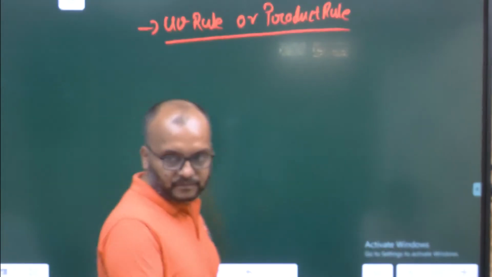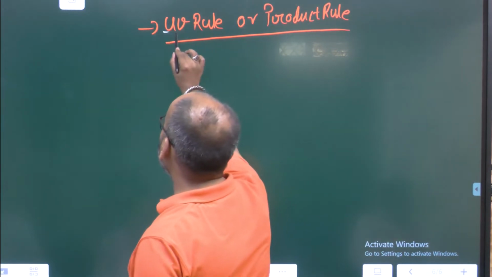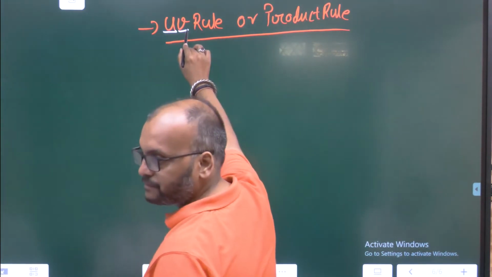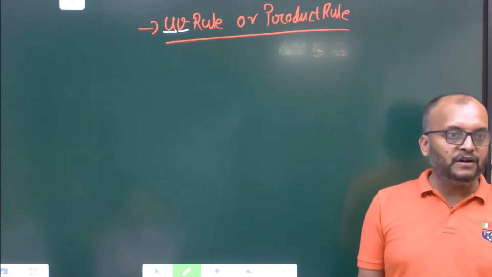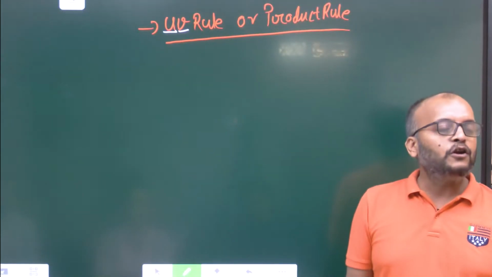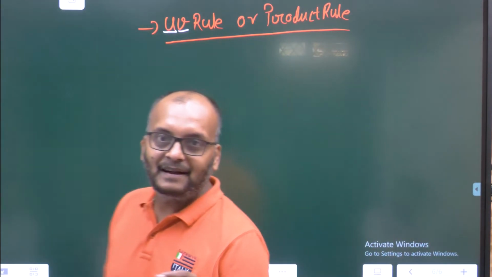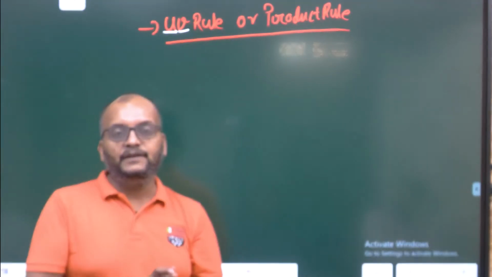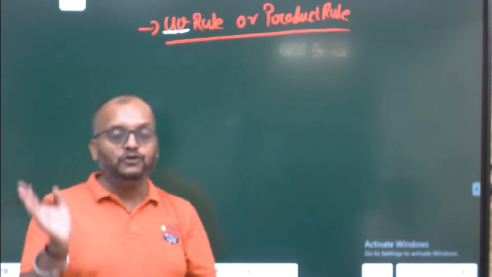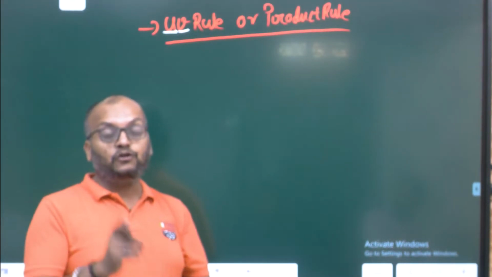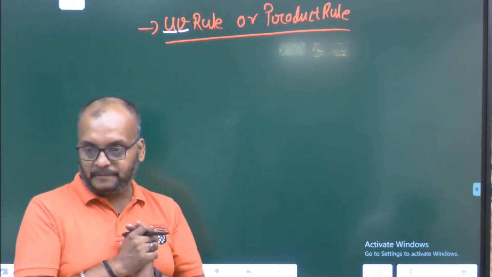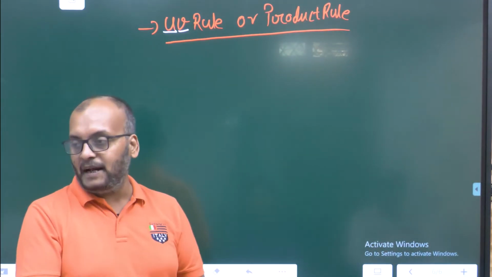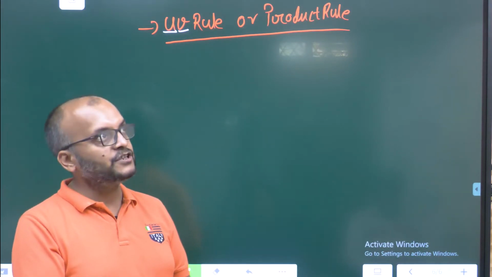UV method. What is UV method? Please understand. U is a function, V is also a function. Let's not complicate it. U and V both are variables. We have done differentiation of a constant, of a variable, and of a variable multiplied with a constant. Now if two variables are multiplied, then how to differentiate?